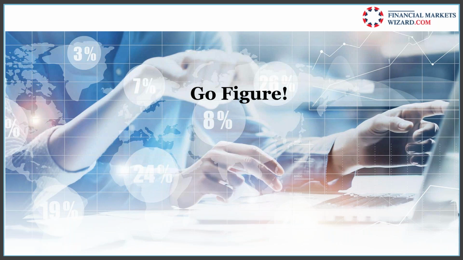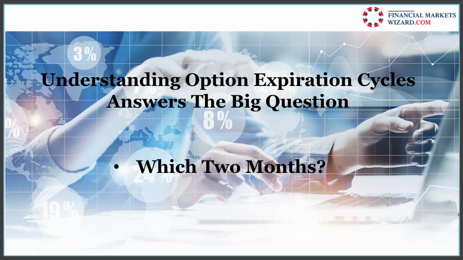Go figure. No, not really. There is a formula, and if we understand the formula, then we understand which 2 months. So understanding the option expiration cycle answers a big question: which 2 months?